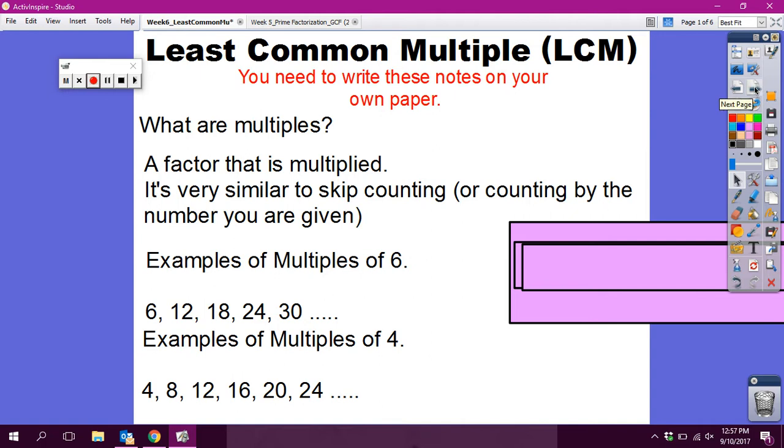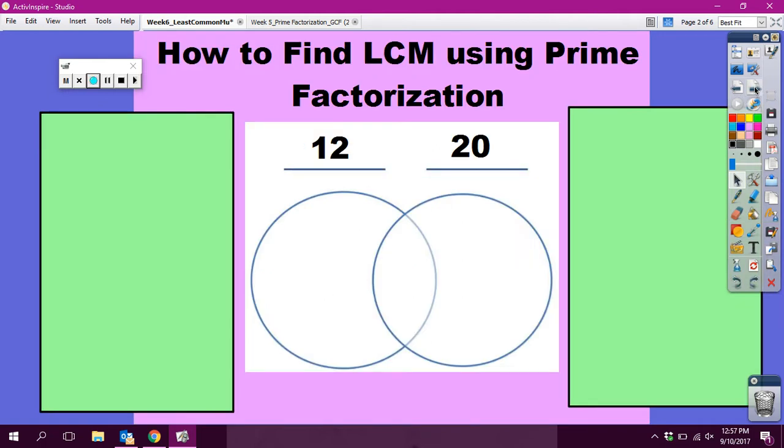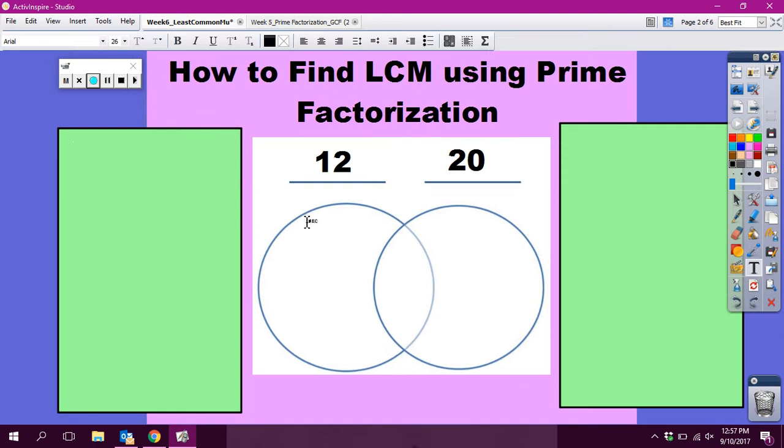So today what you need to know how to do is actually find the LCM, and we are going to use the prime factorization method. Remember how we were finding GCF using the Venn diagram? We're going to follow that same state of mind and the same exact process, but now we're going to be finding LCM using that instead of the GCF.